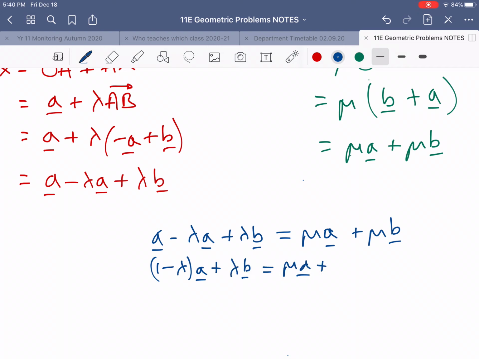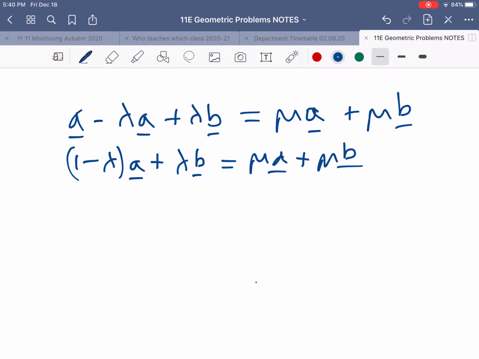And because these represent, like I said, the same journey of O to X, then we can say that we should have the same number of a's on the left and right. So equating the coefficients of a, we have 1 minus lambda on the left, and that has to equal mu a's on the right. Equating coefficients of b, so how many b's do I have there on the left? Lambda, and on the right I have mu.